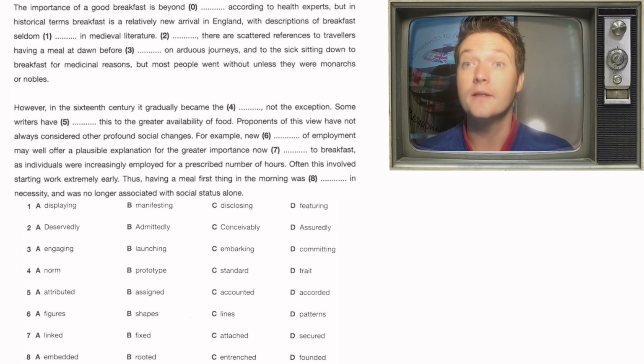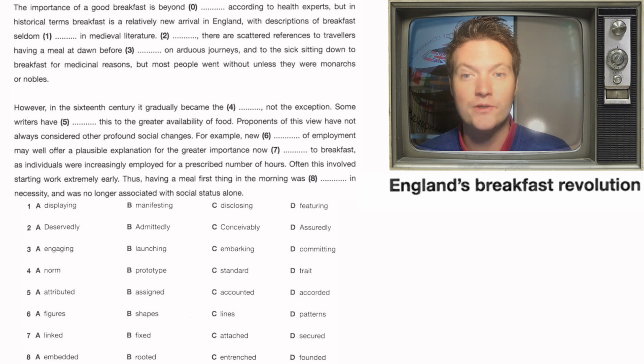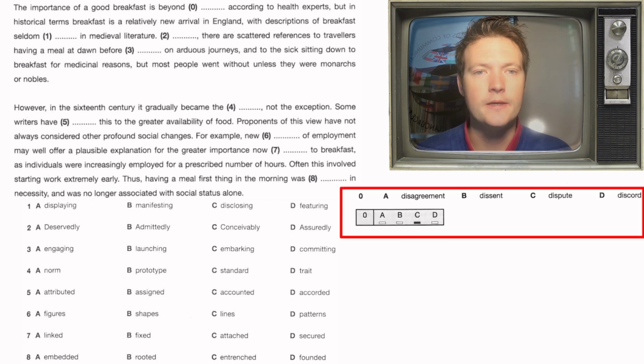Okay, let's crack on. So England's breakfast revolution. Okay, so we've got the first one, 0, done for us. That's the example. England's breakfast revolution.